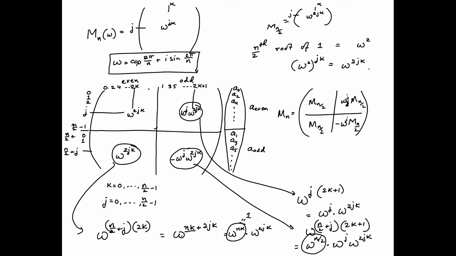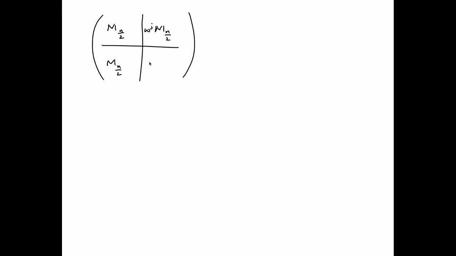Okay, now this has a lot of implications because now remember what we want to multiply it by is this vector, which consists of a even, a odd. And so how do we do this? Well, let's give ourselves some space. So what we've ended up with is this matrix, which looks like M sub n over 2, M sub n over 2, M sub n over 2 times omega to the j, minus omega to the j times M sub n over 2. And we are multiplying it by this vector, which we split into a even and a odd.